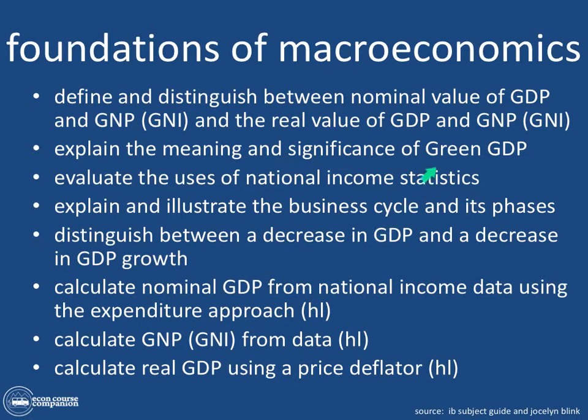The business cycle is huge. It's never going away in your studies. It's one of the key ideas, along with the circular flow of income, of understanding macroeconomics. Can you distinguish between a decrease in GDP and a decrease in GDP growth? All right? A decrease in GDP is when GDP is going down, and a decrease in GDP growth is when it's still growing, but at a slower rate than the year before.